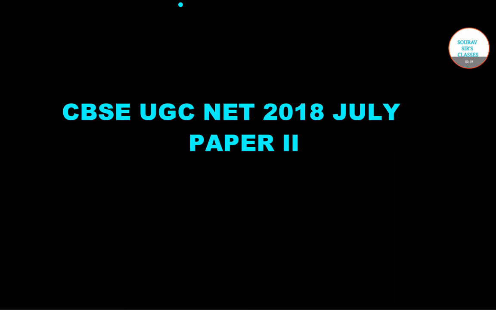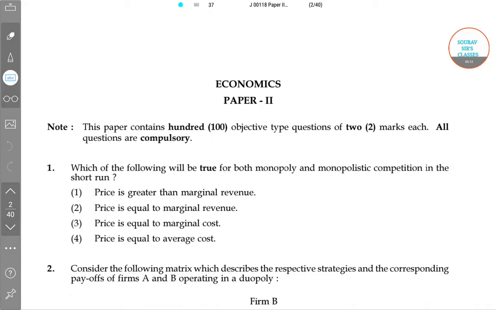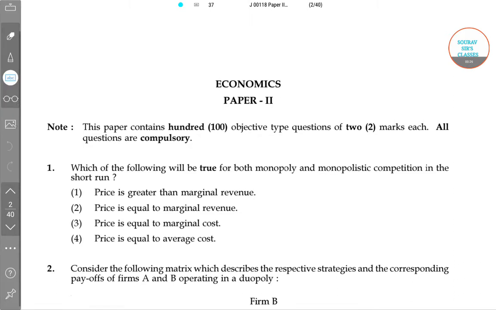So today we'll straight go to question number 1. In question number 1, it is given: which of the following will be true for both monopoly and monopolistic competition in the short run. So there are 4 options given, out of which we have to choose the right answer.